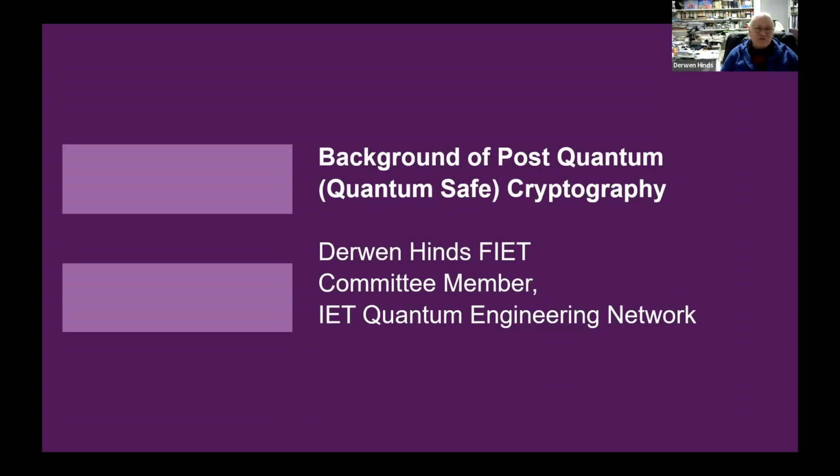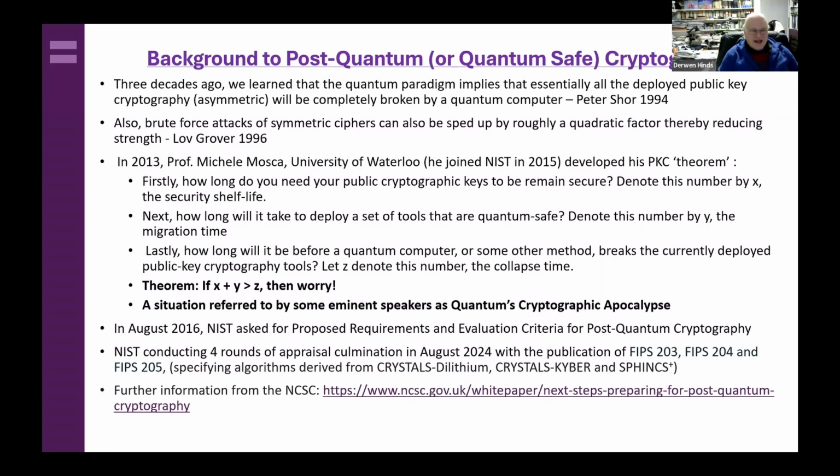Next slide, please. I'm going to do a quick canter through post-quantum cryptography, or quantum safe cryptography, as it's also known. Three decades ago, the threat of quantum computing completely breaking asymmetrical cryptography, specifically public key cryptography, was first realized when Peter Shor developed his quantum algorithm to factorize large numbers. And of course, public key encryption does tend to rely on numbers that can't be factorized.